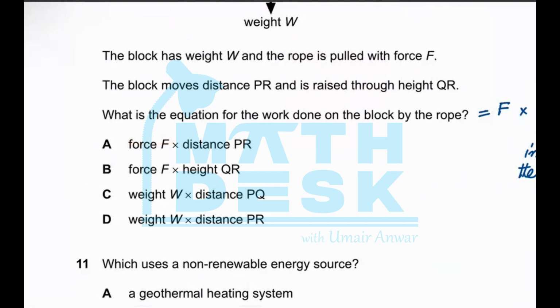So this is the correct option, part A. Part B says force F and the height QR. So the height QR is not applicable over here. Weight and the distance PR. So these two options are also not correct. Part A would be the correct option.